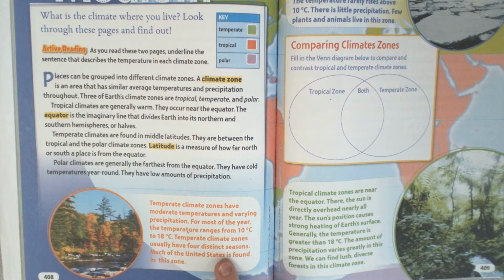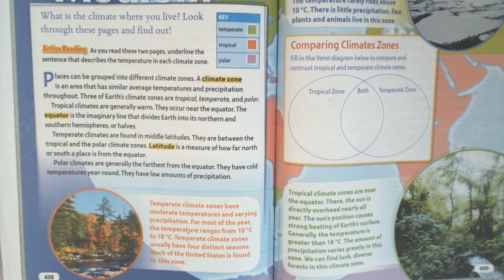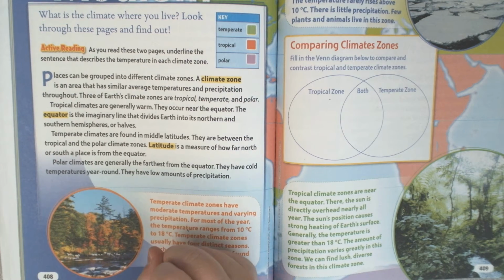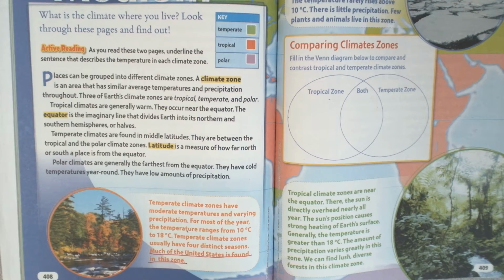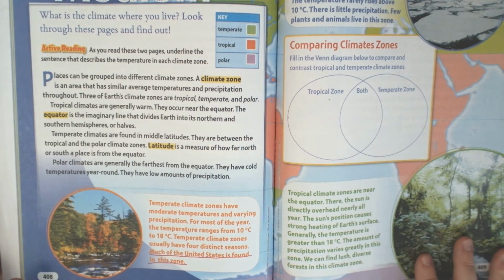Let's read what temperate means. Temperate climate zones have moderate temperatures and varying precipitation. For most of the year, the temperature ranges from 10 degrees Celsius to 8 degrees Celsius. Temperate climate zones usually have 4 distinct seasons. We do. And much of the United States is found in this zone. So here's our proof we were right. We are found in the temperate zone. We do have 4 seasons.